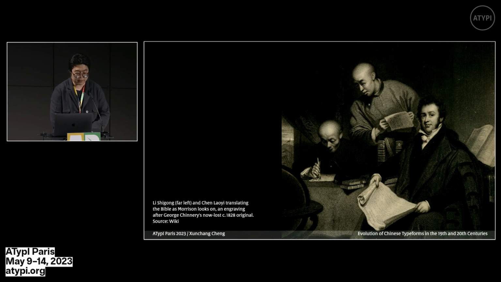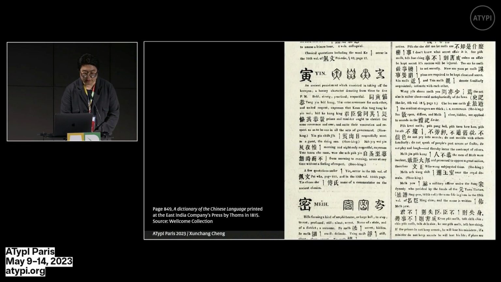And the other missionary who made Chinese fonts is Robert Morrison. Morrison was the first missionary sent from the London Missionary Society to China and the founder of the Protestant mission to the Chinese. This is his dictionary of the Chinese language. From 1815, Morrison and Thoms began to produce 13-point and 14-point fonts for this dictionary to solve the challenge of mixing Chinese and English in the dictionary.